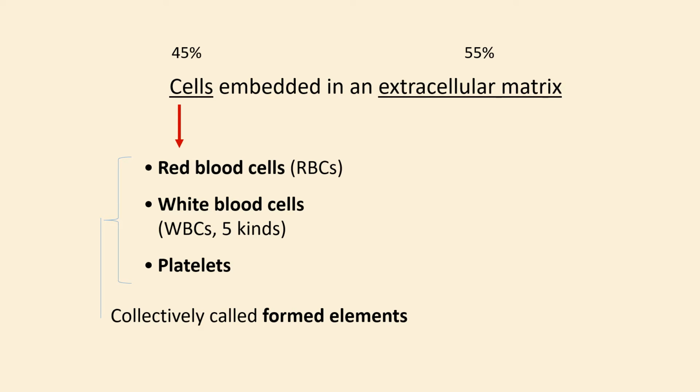There are three different types of cells in blood: red blood cells, white blood cells, and platelets. And collectively, blood cells are referred to as formed elements. So if I'm walking down the hall and Dr. Reyes says to me, "Hey Laura, what are you talking about in class today?" and I say formed elements, he knows we're talking about blood cells.